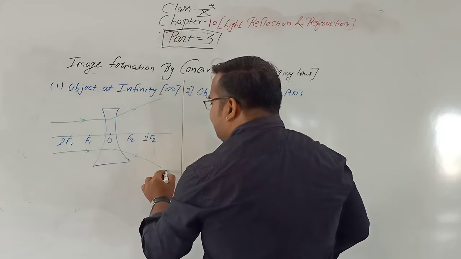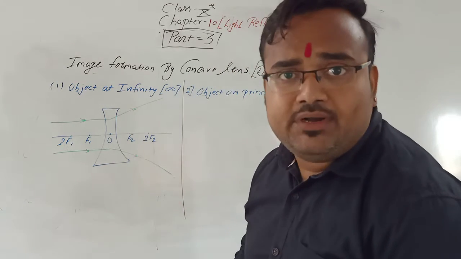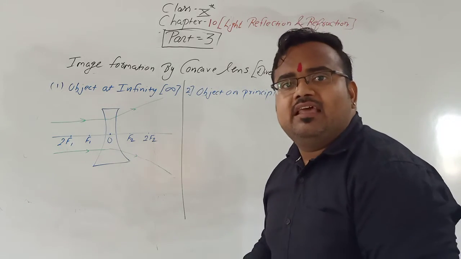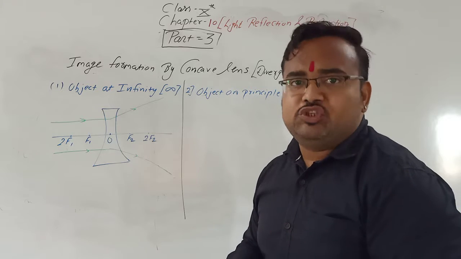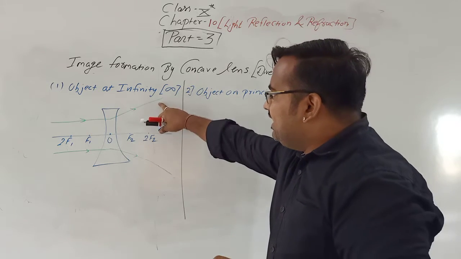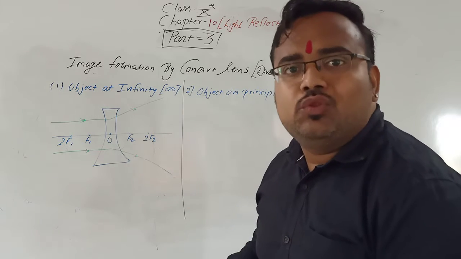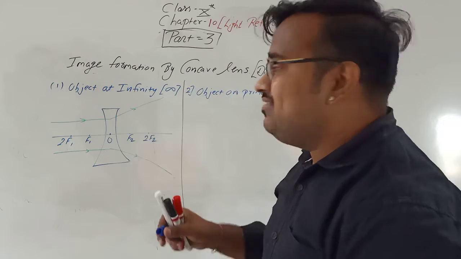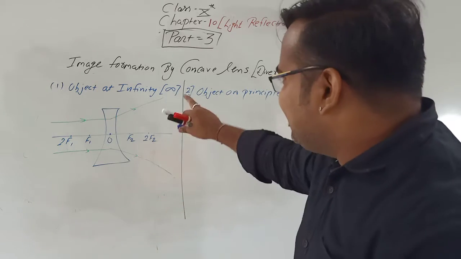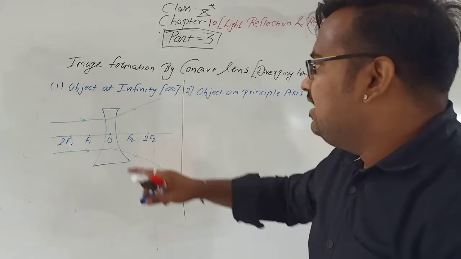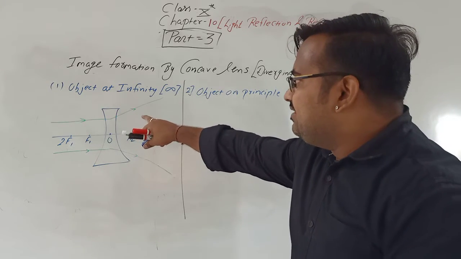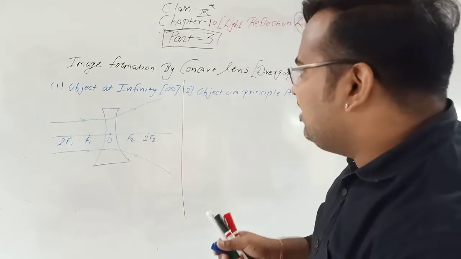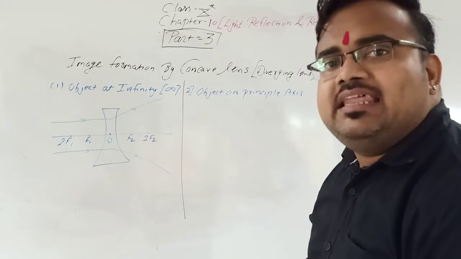Now, if two incident rays are diverging, then will the image form or not? Yes, the image will form, but a virtual image, because the diverging rays are not intersecting each other. The two incident rays are diverted by some angle. Therefore, the diverging rays do not form any image.